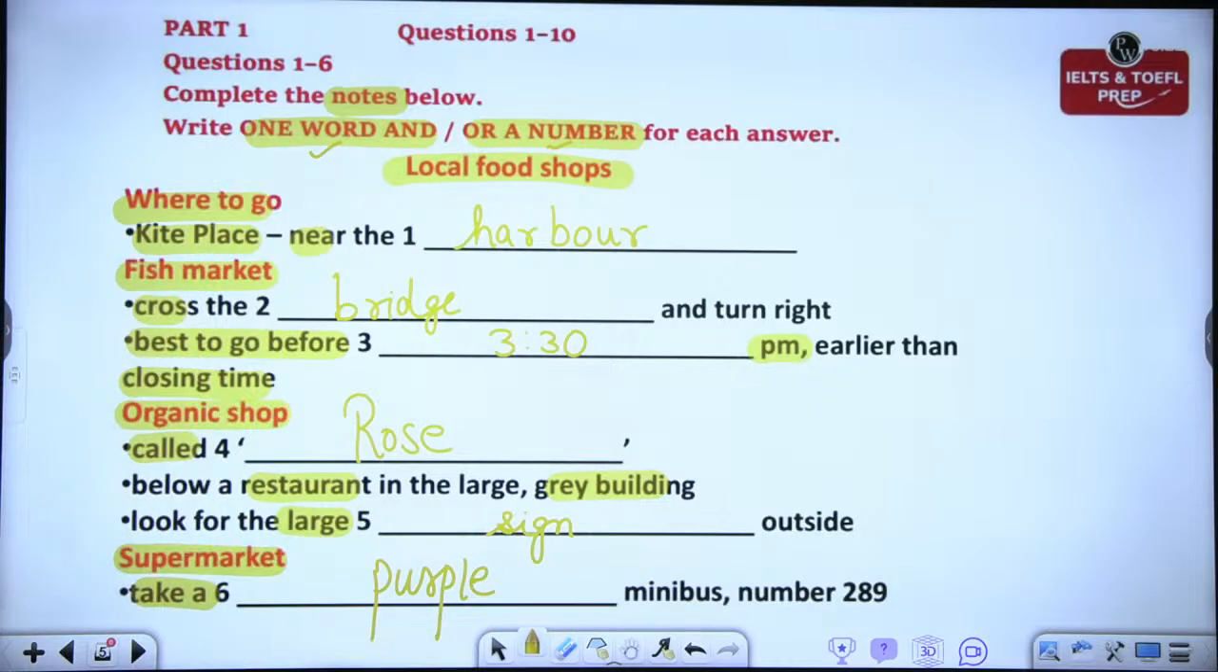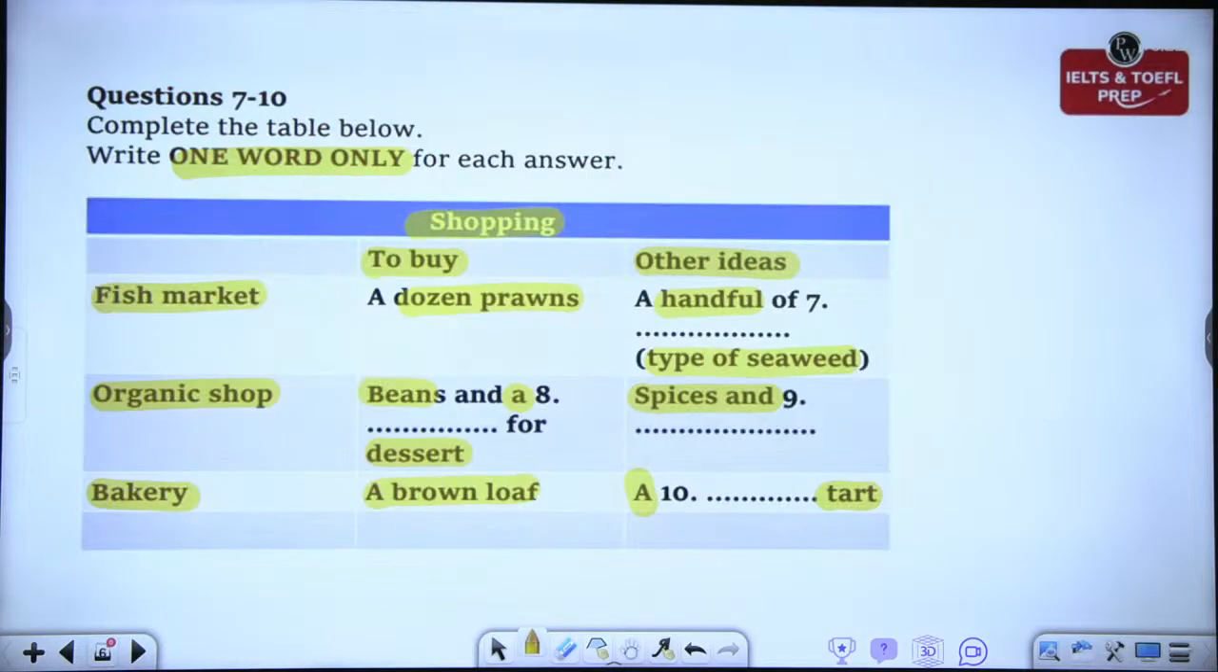Before you hear the rest of the conversation, you have some time to look at questions 7 to 10. Come on, guys. I need your answers also this time.